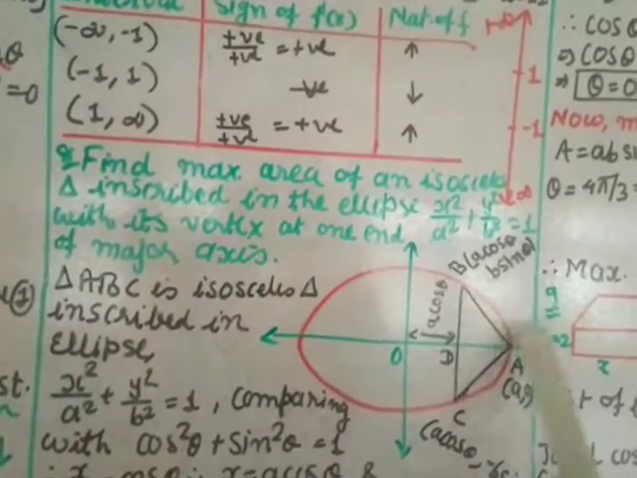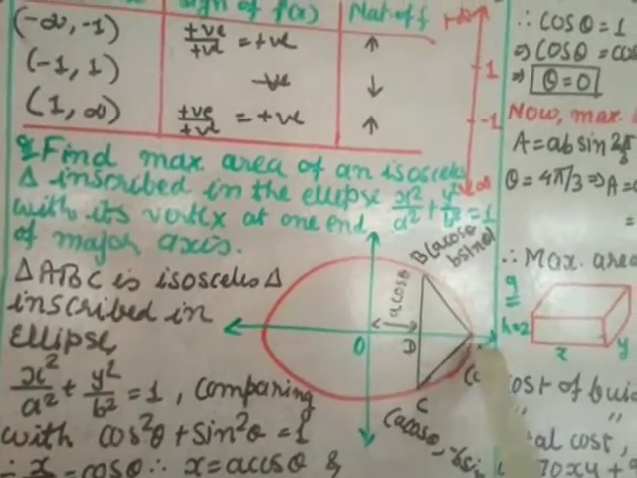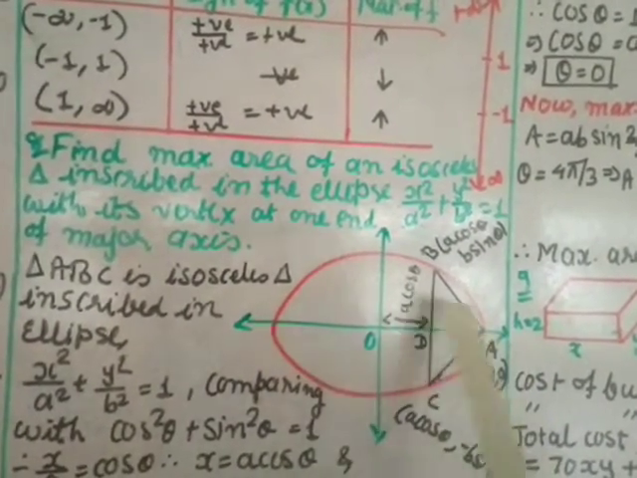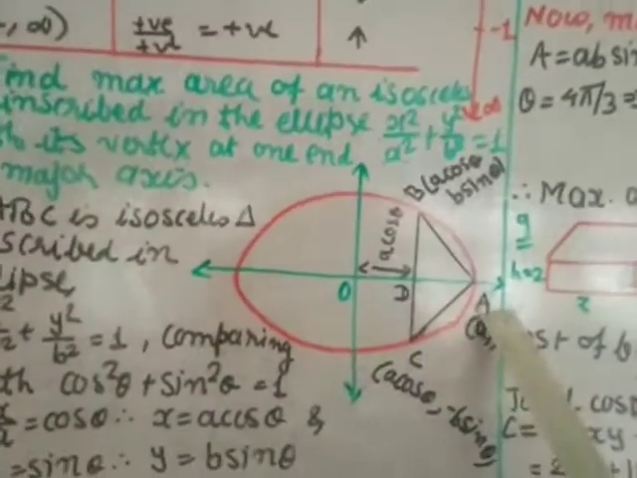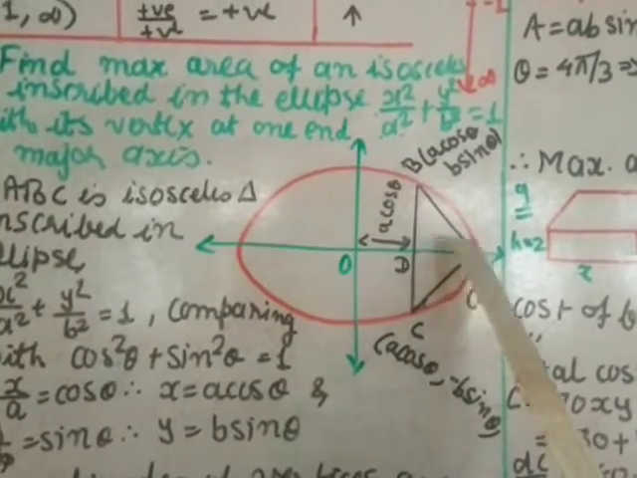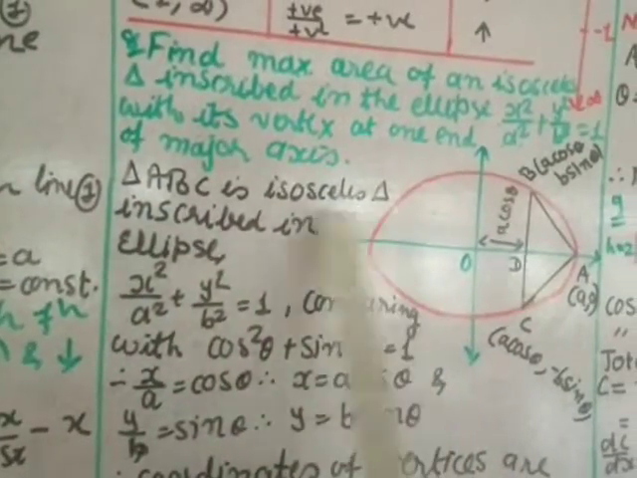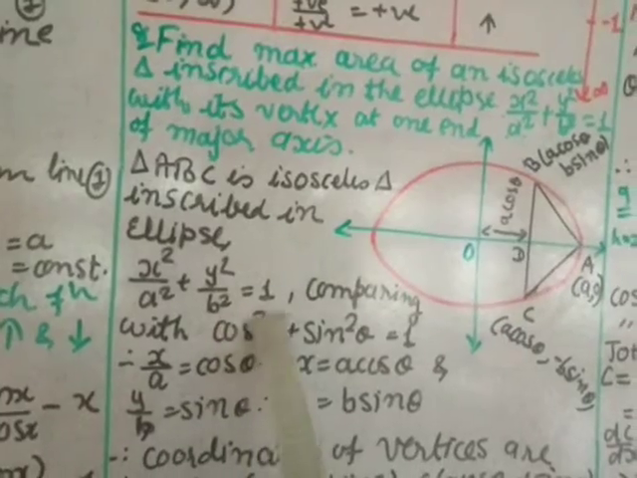This is the ellipse, this is minor axis, this is major axis. I draw a triangle ABC. Either I can take this vertex or this vertex, one of these sides, and you can draw a bigger triangle also. Calculation will be same. So I take here the vertex A, the coordinate of this point will be A0. Triangle ABC is an isosceles triangle inscribed in ellipse x square by a square plus y square by b square is equal to 1.